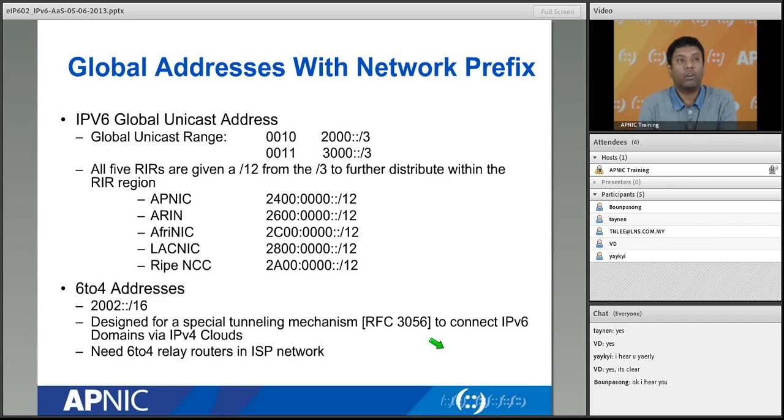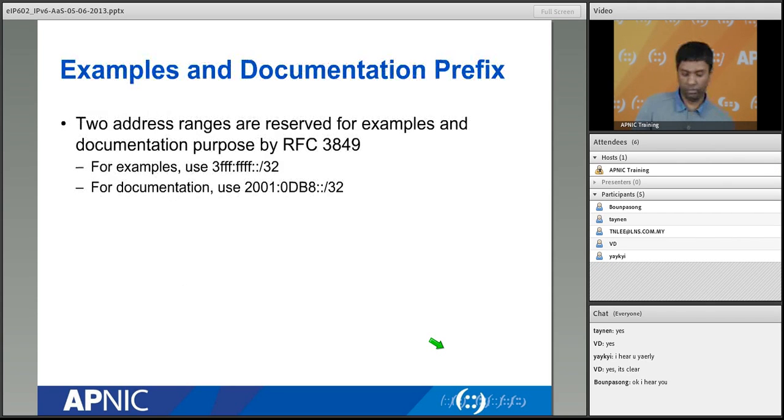Now, the global address with network prefix. In IPv6, the global address range starts at 2000::/3 and ends at 3000::/3. That's the global range. From that range, APNIC is given 2406::/12. In the same way, ARIN, LACNIC, and RIPE are also given their own /12 prefix ranges, right? And for 6to4, there is a special address which is 2002::/16, but that is already deprecated. So you don't need to worry about the 6to4 address anymore.